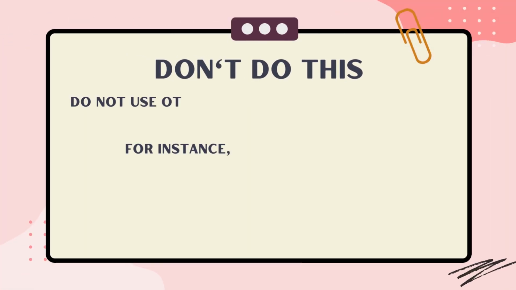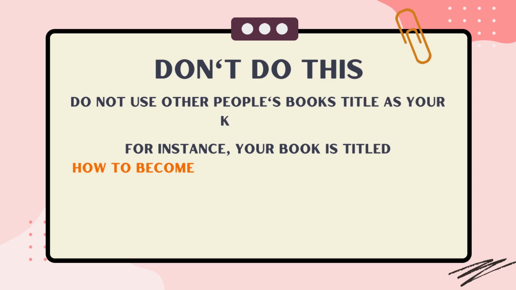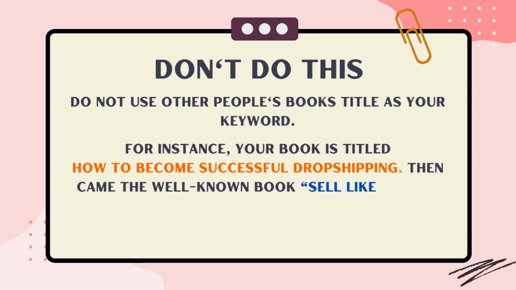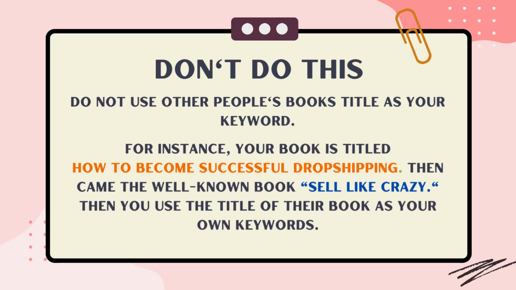Also, do not use other people's book titles. Do not use another person's book title as your keyword. Some persons could use a well-known title as their keyword for cheating. For instance, your book is titled How to Become Successful Dropshipping. Then a well-known book titled Sell Like Crazy. You go ahead and put that book title in your own keyword because it is selling. Surely your book would pop up when somebody searches for the book title "Sell Like Crazy."